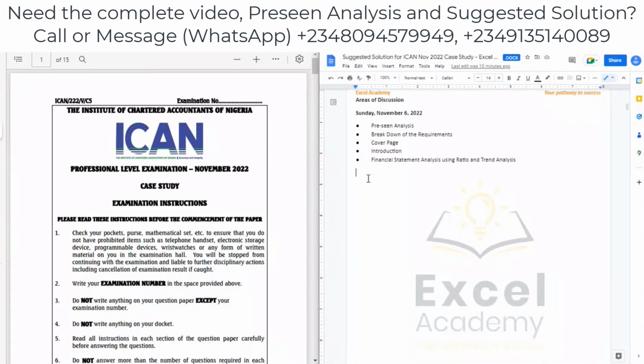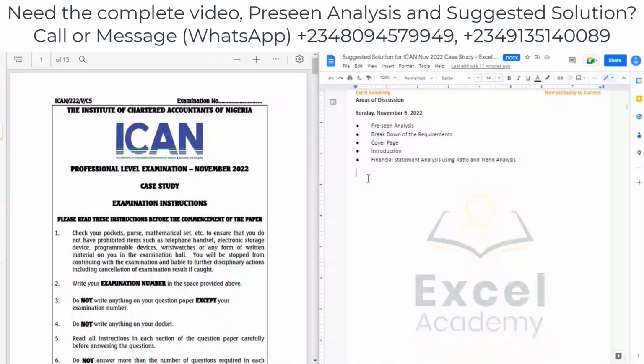In tonight's class, we shall be doing the following. Note that this case study live class will be holding this Sunday and next Sunday. This is the first session, so we shall be having the second session next Sunday. This Sunday, by special grace of God, we shall be discussing the Preseen Analysis. That is, all of us will be doing a detailed Preseen Analysis. We'll be dissecting your Preseen together.